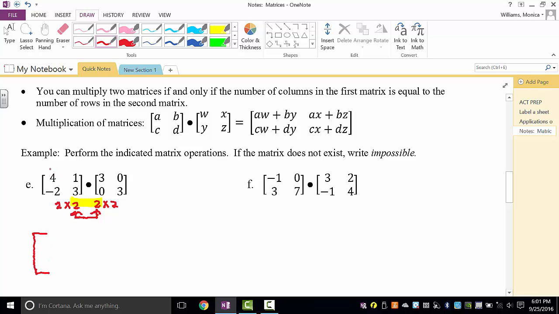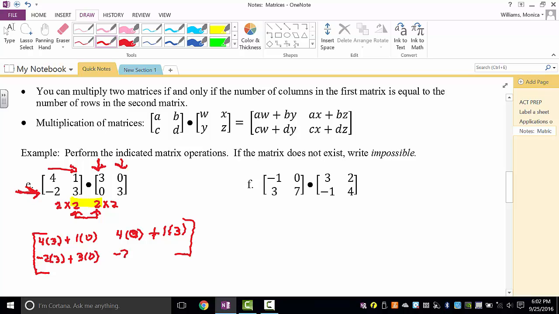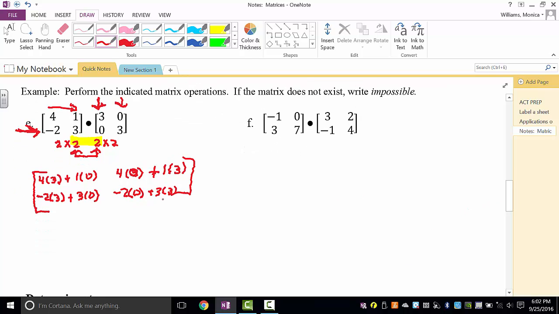They match, so you multiply row times column. So that setup will be 4 times 3 plus 1 times 0. Then the first row times the second column, 4 times 4 times 0 plus 1 times 3. All right, then we move to the second row times the first column. Negative 2 times 3 plus 3 times 0. Second row, second column, negative 2 times 0 plus 3 times 3. Clean it up for your answer.